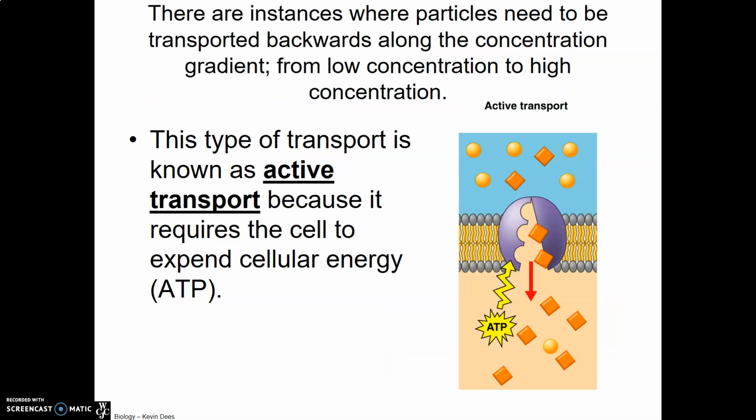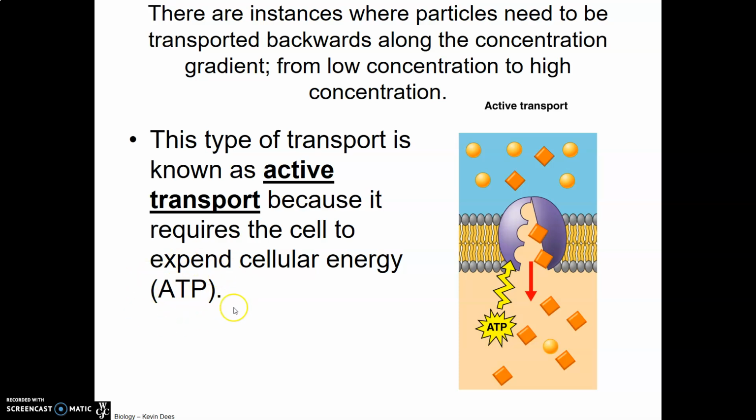But what about instances where particles need to be transported backwards along a concentration gradient? Passive transport moves these particles based upon their random movements from high concentration to low concentration. But what happens if the cell needs to maintain an ultra high concentration of some ion, for instance, or electrolyte on one side of the cell's membrane? In order to move these things backwards along a concentration gradient, we're going to use a form of active transport. And active transport is going to require that the cell use cellular energy, usually in the form of ATP.